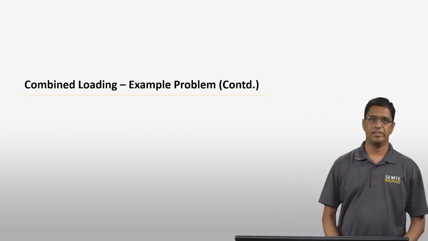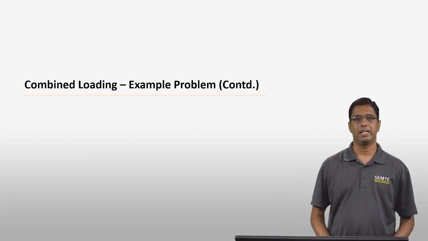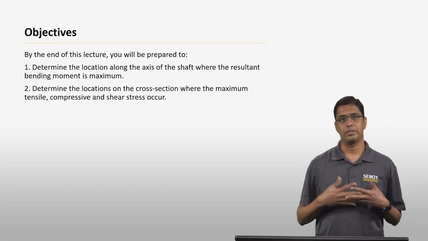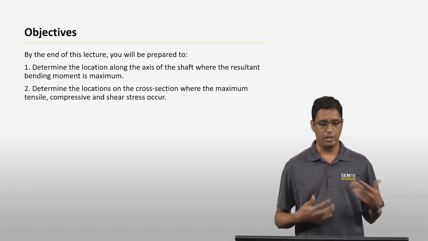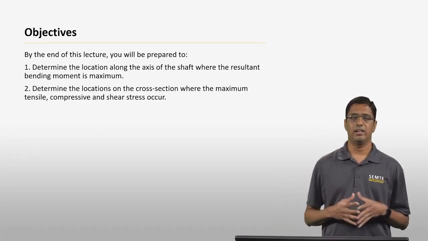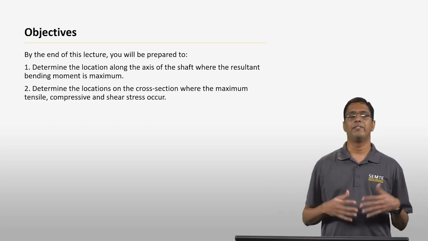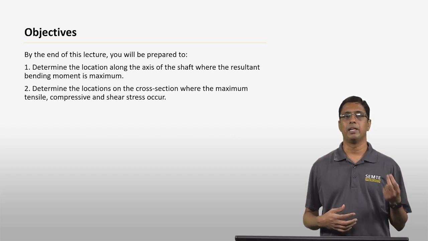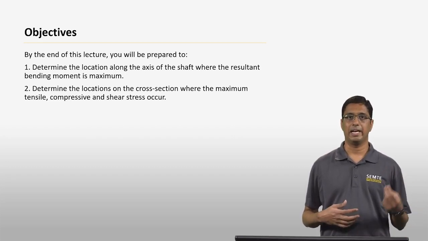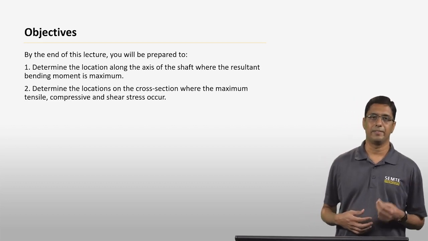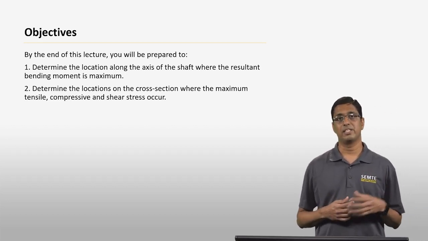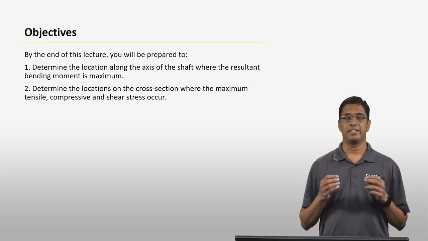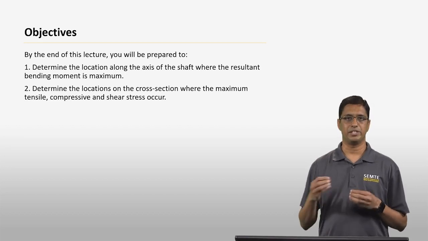So what we are going to do in this lecture is to continue with the problem that we started in the last lecture. By the end of this lecture, there are two things that you will be able to do. One is to determine the location along the axis of a shaft or a beam where you have the maximum resulting bending moment. That is very critical to find out the maximum tensile or compressive stress in the entire shaft. The second thing that we will do in this class is to figure out the points or the locations in the cross-section where the maximum tensile, compressive, and shear stresses occur.